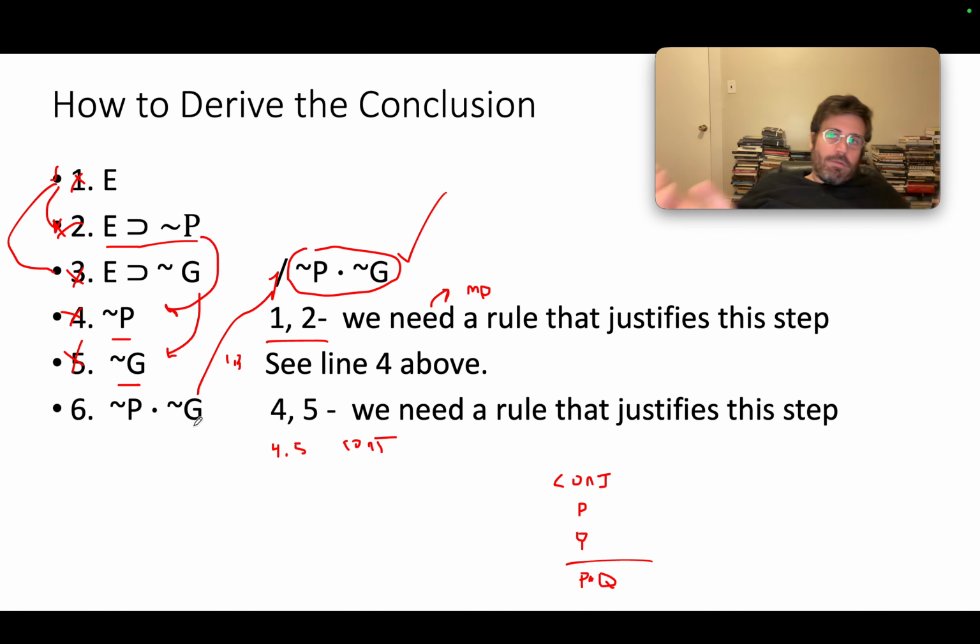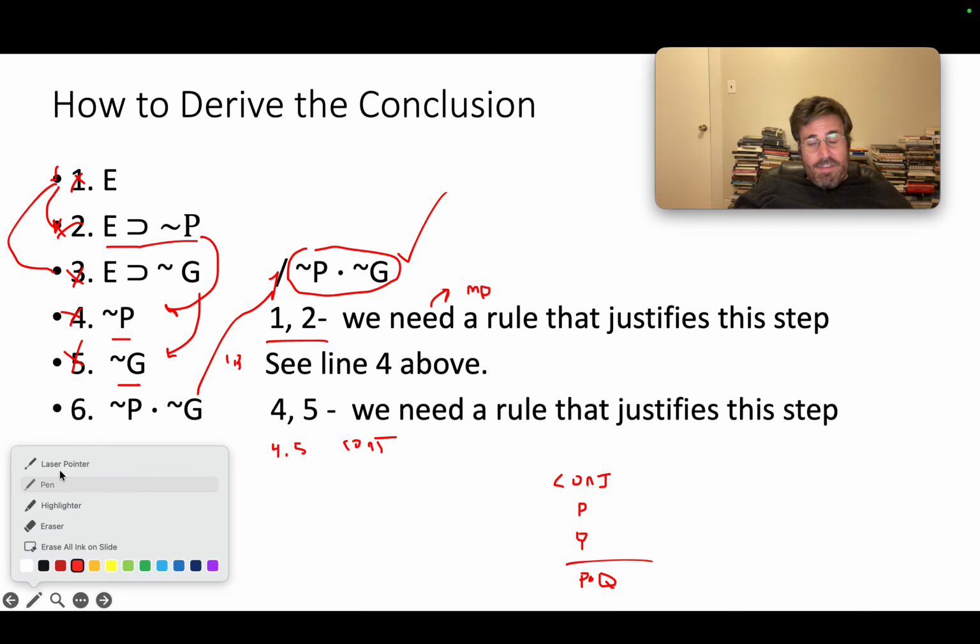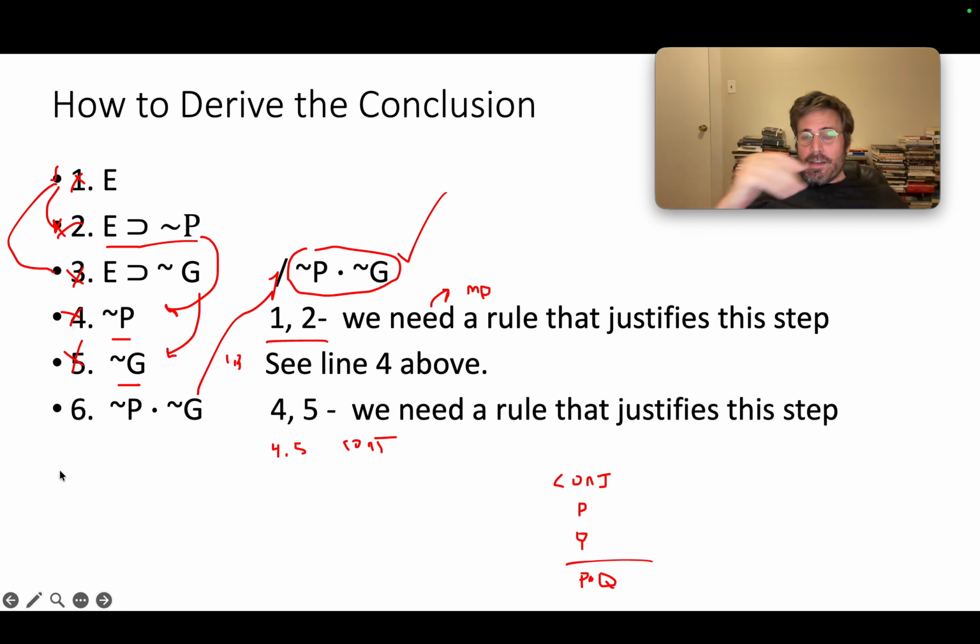So to put the argument back into ordinary language, line 1 says evil exists. Line 2 says if evil exists, then God is not all powerful. Line 3 says if evil exists, then God is not all good. Line 4 says God is not all powerful. Line 5 says God is not all good. Line 6 says God is both not all powerful and not all good. And that was kind of the extra couple of hiccups we needed to get from our premises to our conclusion.